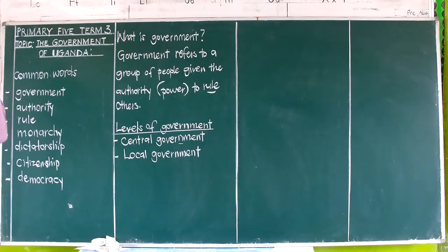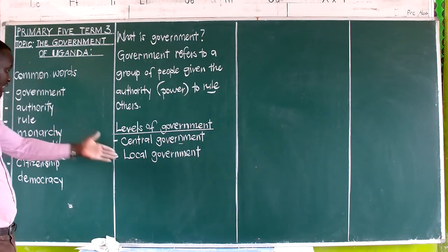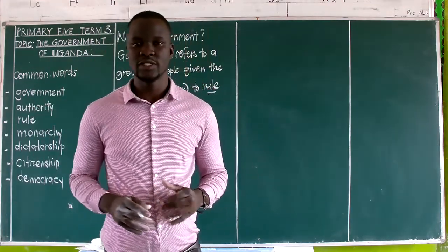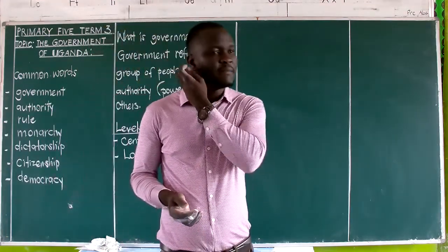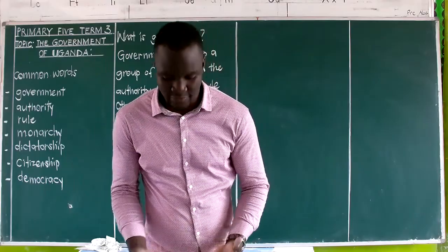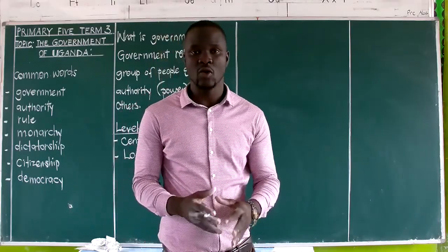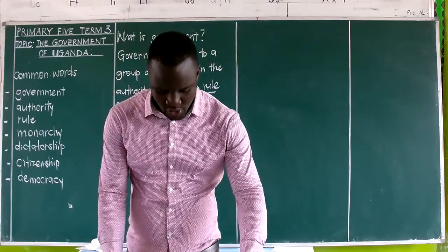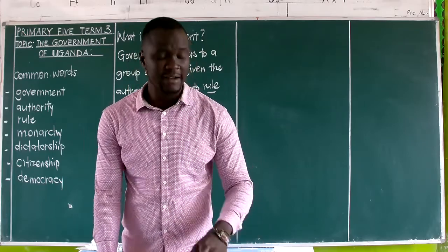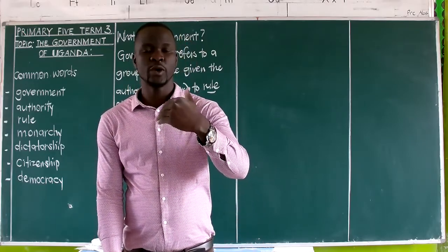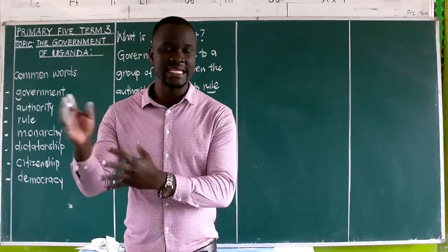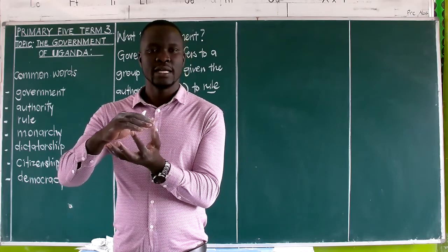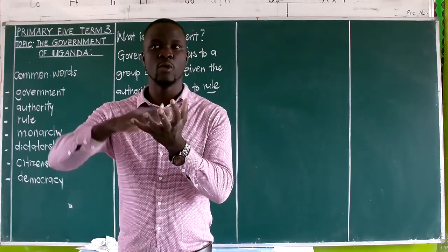Now, the local government, this is the government which begins at the district level. You can be asked that question. What name do we give to the government which starts at the district level? That is, of course, the local government. Then we have the central government. The central government, we can also call it the national government. This is the government where we look at the president heading it, where we have the capital city.